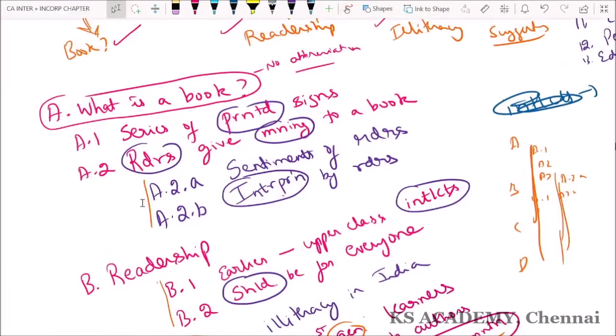So what is a book? Series of printed signs. And actually readers give meaning to a book. Have you read any novel in your life? You would have read Harry Potter, so many you would have read. There when you read some novel, you first imagine your own story.